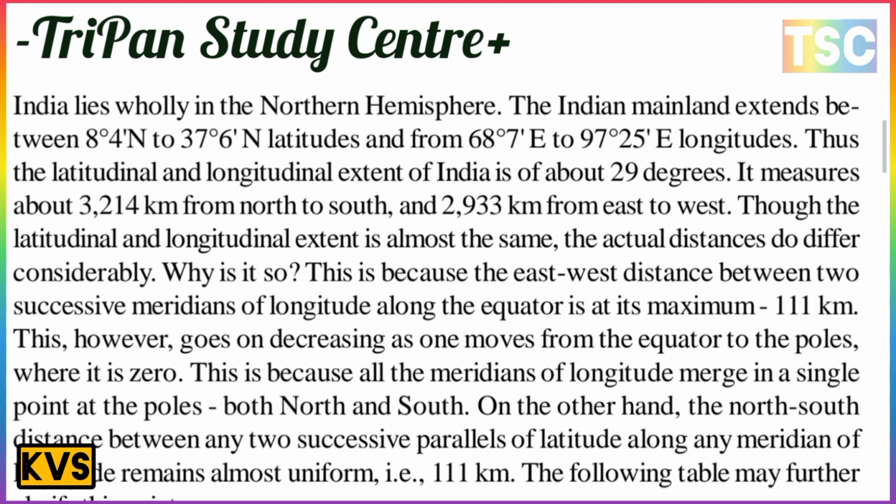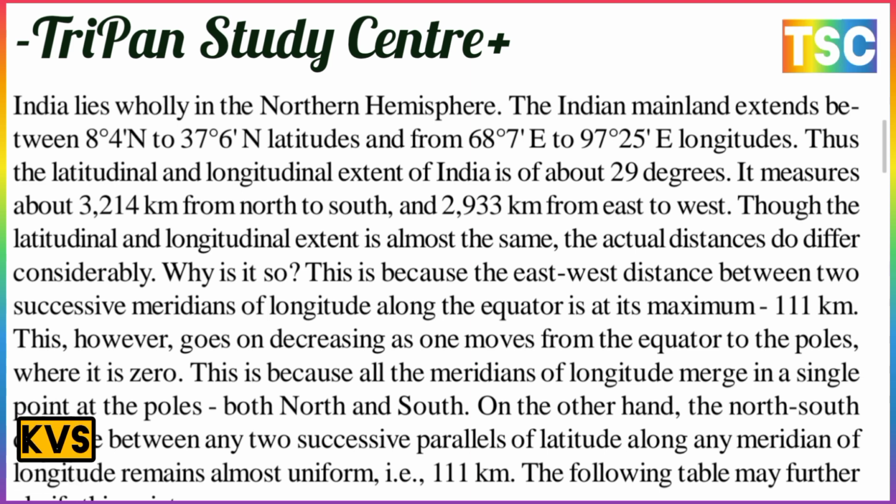Though the latitudinal and longitudinal extent is almost the same, the actual distances differ considerably. And why is it so? This is because the east-west distance between two successive meridians of longitude along the equator is at its maximum, 111 kilometres here. This however goes on decreasing as one moves from the equator to the pole, where it is zero.